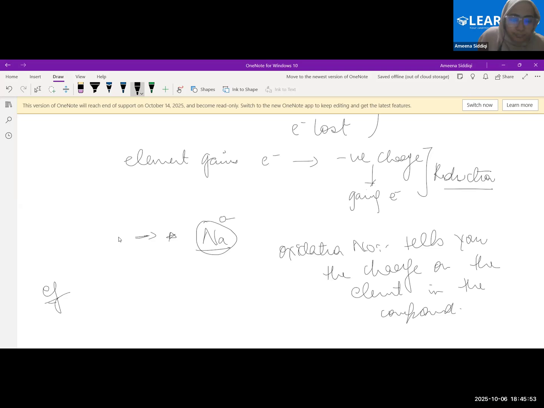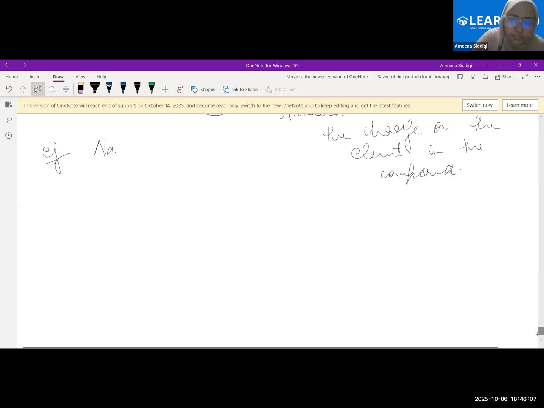If I say this is a sodium atom, I think it is very clear it is not even bonding anywhere. So if it is not bonding, there is no gaining or losing electrons. If it is not gaining or losing electrons, it will have zero charge. Do you agree with this? So the oxidation number here is zero.